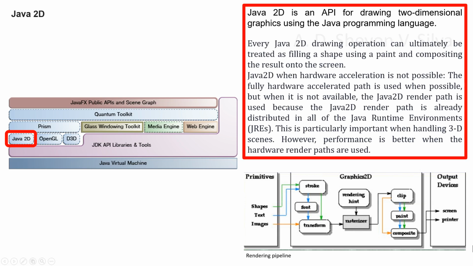The steps in the rendering process are: 1. Determine what to render. 2. Constrain the rendering operation to the current clip. The clip is specified by a shape in the user space and is controlled by the program using various clip manipulation methods of Graphics and Graphics2D.